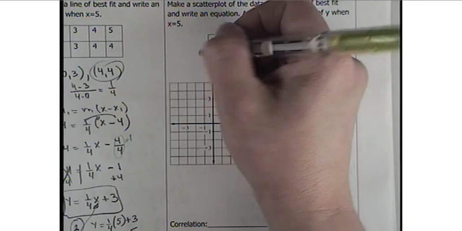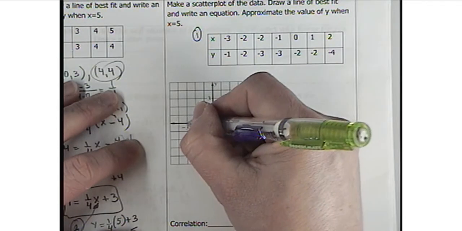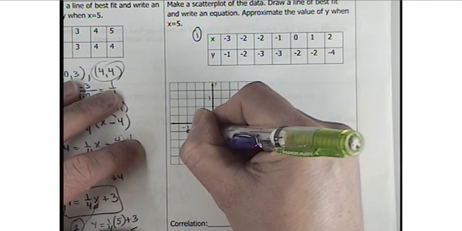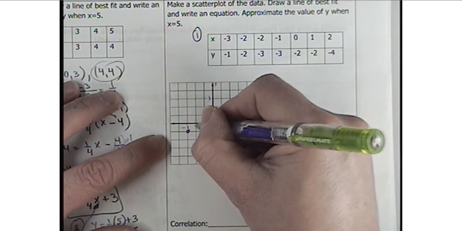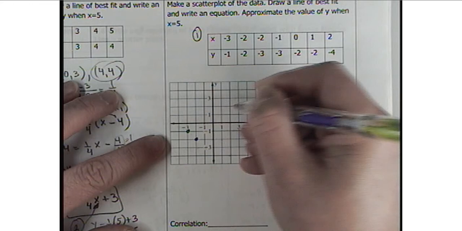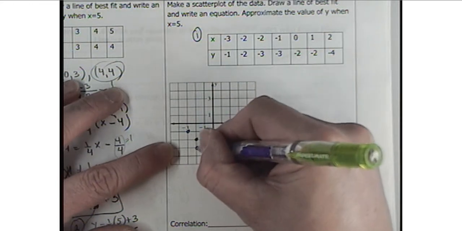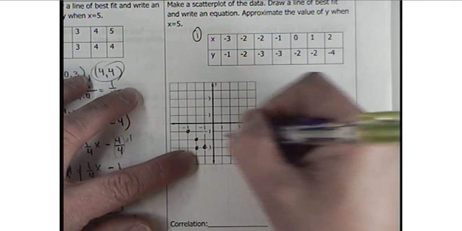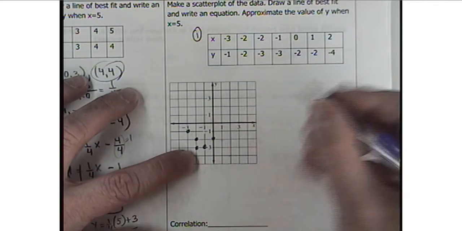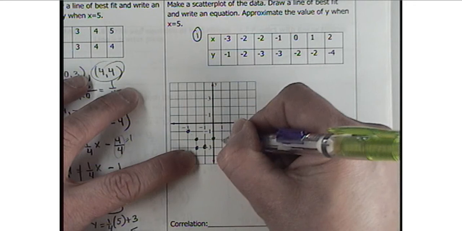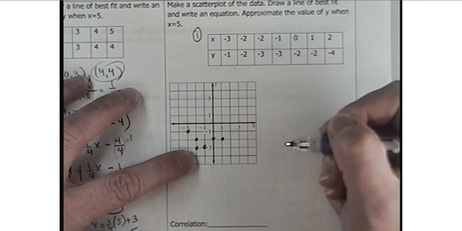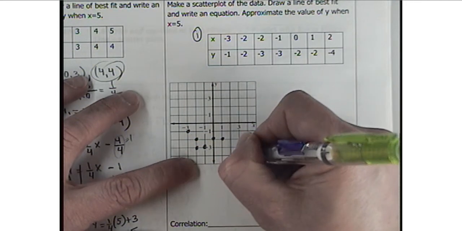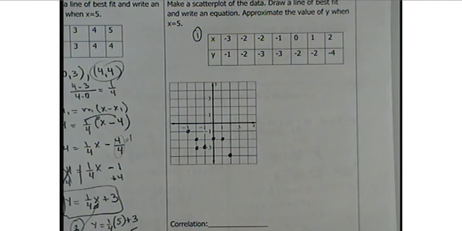So first thing, go ahead and plot the points. -3 for x, -1 for y. This is the first one. Then we have -2 and -2, -2 and -3, -1 and -3, 0 and -2, 1 and -2, 2 and -4. Okay, well, those are the points.